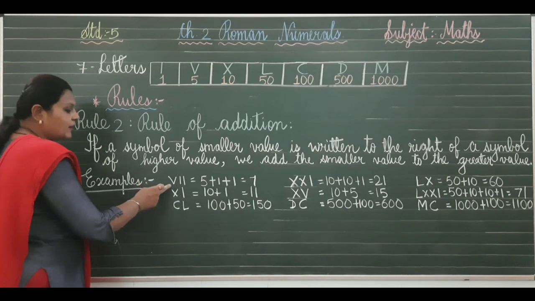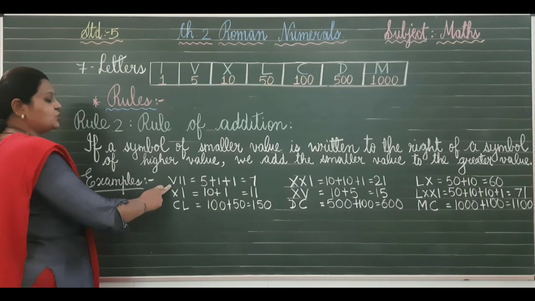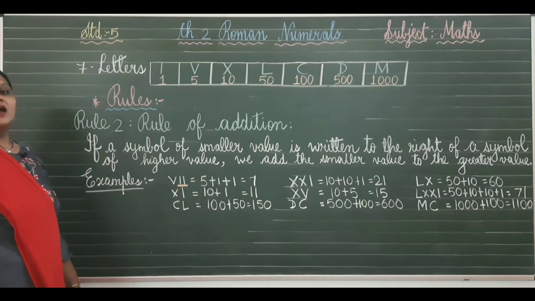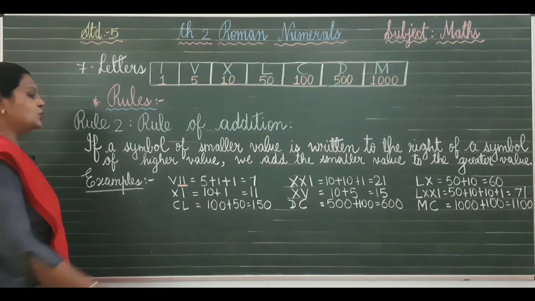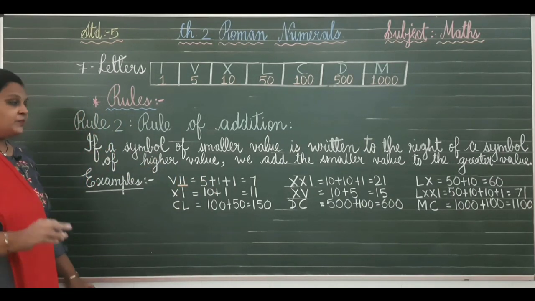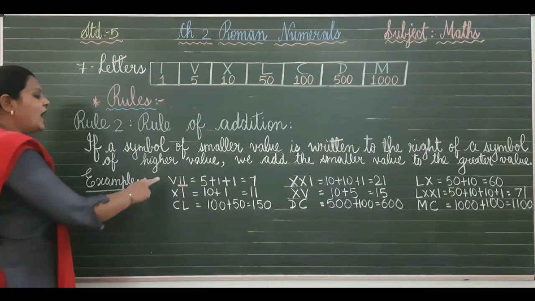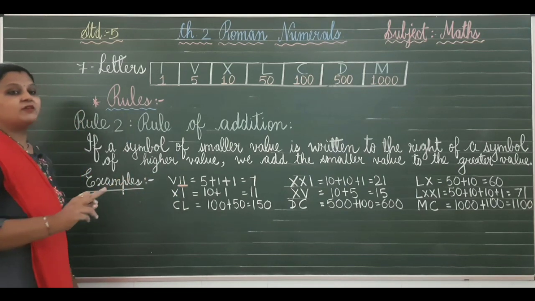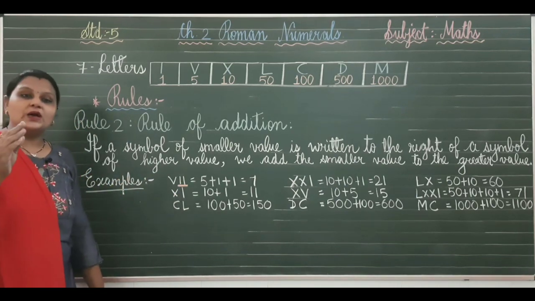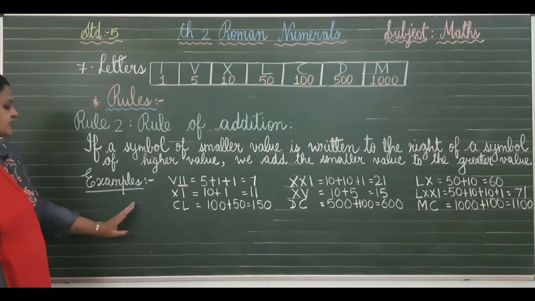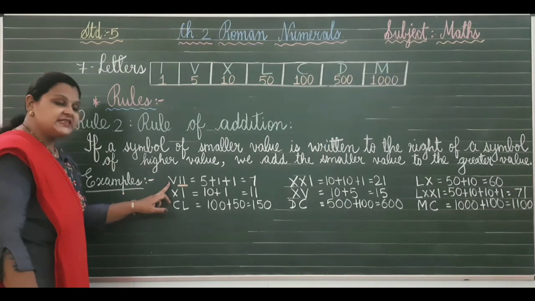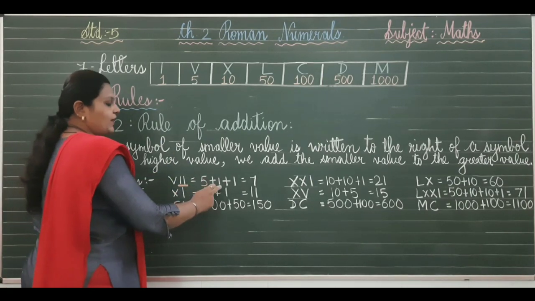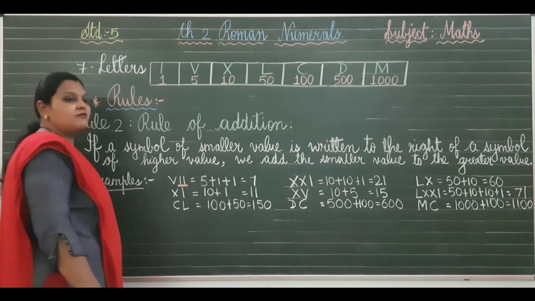Now when a greater number is given to you, and on the right side a smaller value is given, at that time you have to do addition. Okay, what is the meaning? When higher value is given and right hand side smaller value is given, at that time we need to add. Okay, so here are the examples. V stands for 5, 1, 1. So 5 plus 1 plus 1, that is 7.